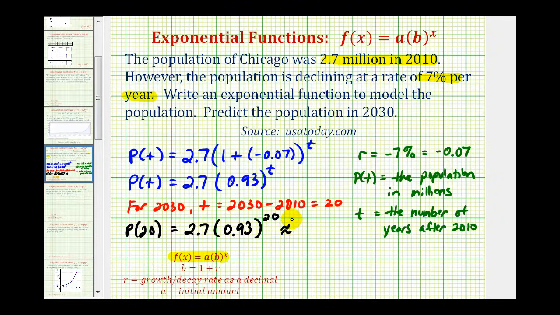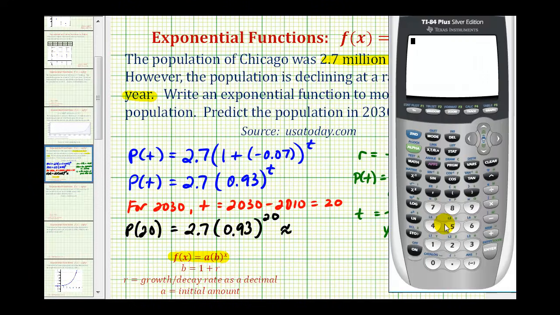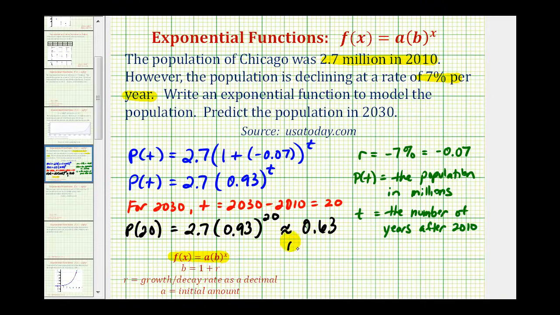And now we'll go to the calculator to determine this approximate value. 2.7 times 0.93 raised to the power of 20. Rounding to two decimal places, this would be approximately 0.63. The units here would be millions. So if the population continues to decline at this rate, the predicted population for 2030 would be 0.63 million, or 630,000.